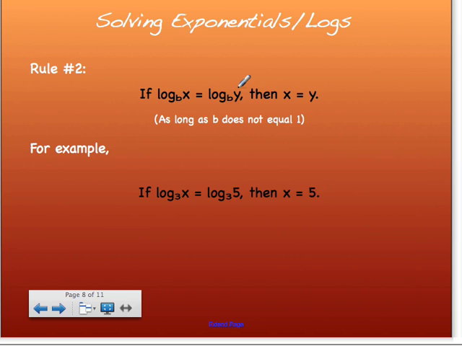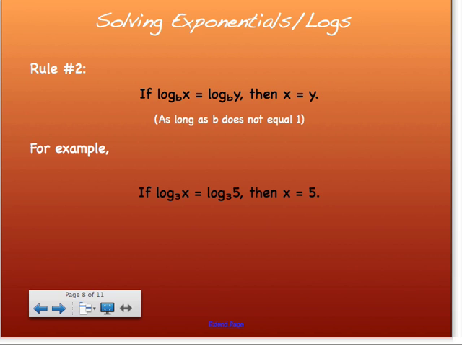All right. Rule number 2. Rule number 2 is exactly the same as rule number 1, but where rule number 1 used exponentials, rule number 2 uses logs. Rule number 1 said if I have two exponentials equal to each other with the same base, then the exponents need to be the same. The same thing goes for logs. If I have two logs with the same base, then I know what you're taking the log of are also going to be the same.